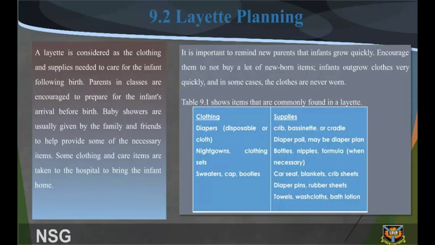Diet planning. A layette is considered as the clothing and supplies needed to care for the infant following birth. Parents in classes are encouraged to prepare for the infant's arrival before birth. Baby showers are usually given by the family and friends to help provide some of the necessary items. Some clothing and care items are taken to the hospital to bring the infant home. It is important to remind new parents that infants grow quickly. Encourage them to not buy a lot of newborn items. Infants outgrow clothes very quickly, and in some cases, the clothes are never worn.